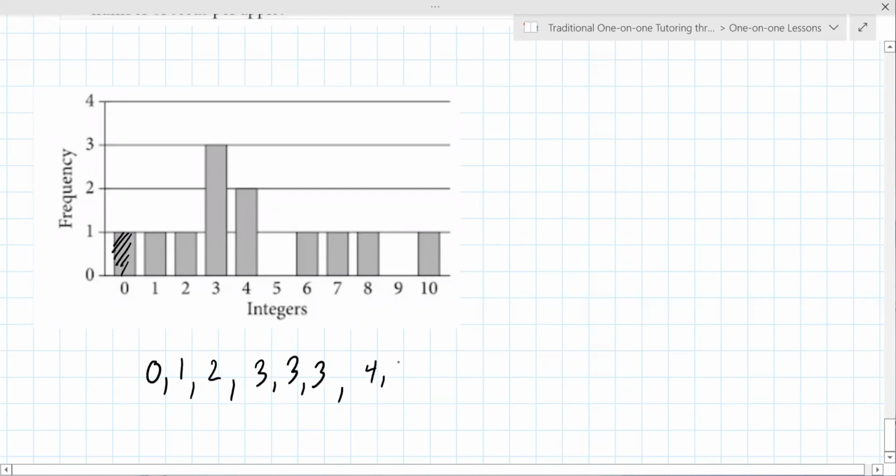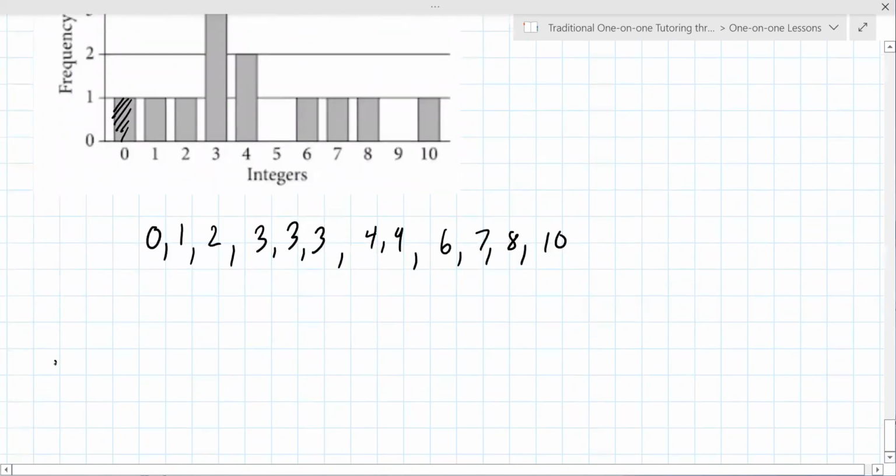Two. Okay. How many fives? None. Zero. Okay. How many sixes? One. How many sevens? One. And eight, one. Nine, 0. Ten, 1. Now, what am I going to ask you to do next? Add all of them. Find the average. Yeah. This is going to be on the SAT. Yes. Now, how many numbers are there?